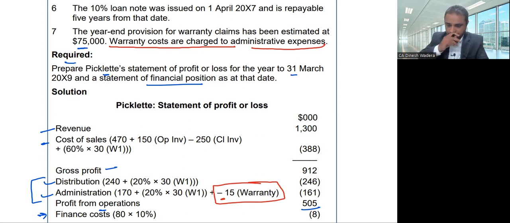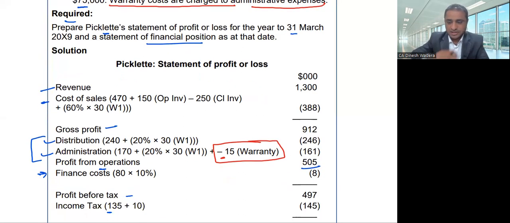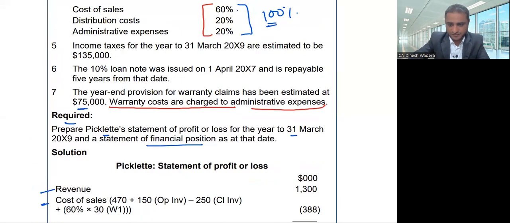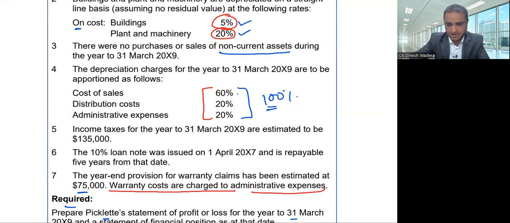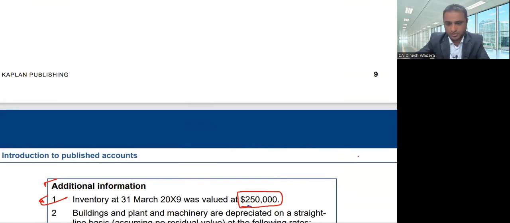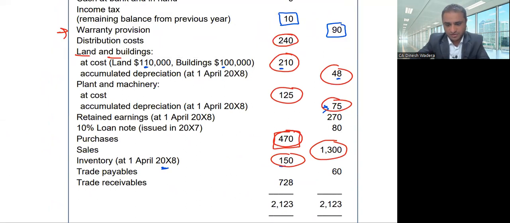Okay. Now, once you understand the flow, let's get one by one. 10% loan note. Where are the loan notes we have? What is the amount of loan note? 80. They are also shown some expense as an interest paid.